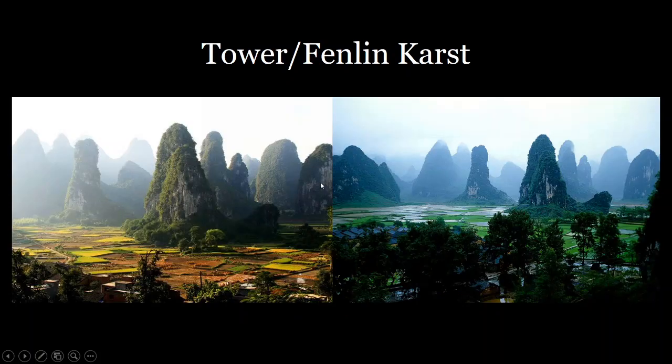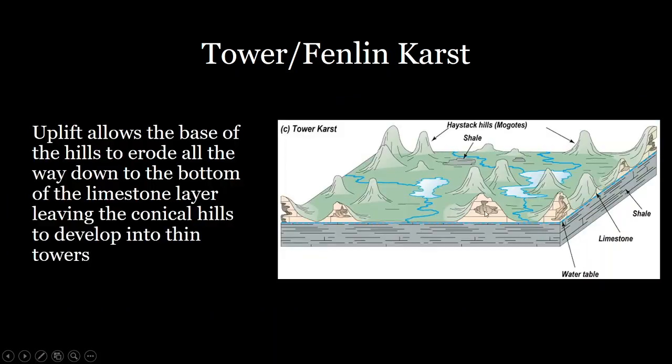When that gets even more extreme, you can have tower or fenlin, just another name for it, karst topography. So this is the same topography, except usually you have some sort of uplift, which allows even more erosion of the limestone around that area. So these uvala get even more eroded, and these towers get even taller.